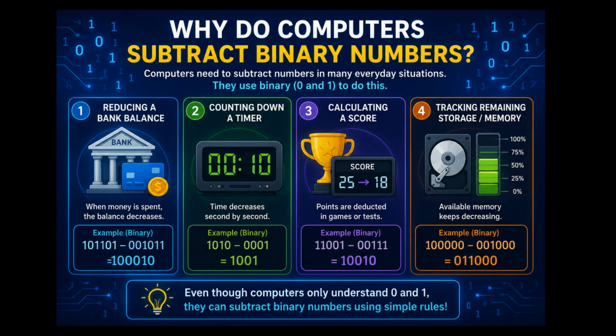But why do computers need to subtract binary numbers? The answer is, they do it every day. When money is spent, a bank balance goes down. Timers count down, 1 second at a time. Scores can increase or decrease. And computers constantly track the remaining storage and memory. Even though computers understand only 0 and 1, they can perform all these calculations using binary subtraction. Now, let's learn how it works.